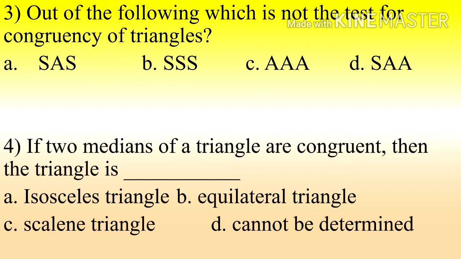Student, in a triangle, if two medians of a triangle are congruent, the triangle is an isosceles triangle. If three medians are congruent, then we say equilateral triangle. If none of the medians are congruent, then that is scalene triangle. But what is our question given? Two medians of a triangle are congruent. Therefore, our correct answer is which? A option. So our correct answer is isosceles triangle.